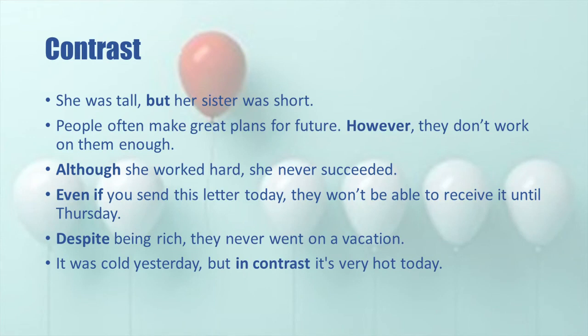Although is another contrast word. So although she worked hard, you understand that maybe it didn't have the result that she expected. Okay, so although she worked hard, she never succeeded. Now people, I would like to mention one important thing here for you, that most English language learners make a mistake of using although with but. For example, they say, although she worked hard, but she never succeeded. So you can't say that.